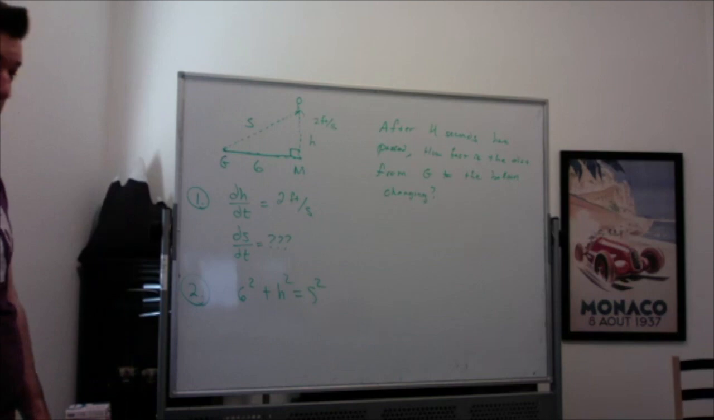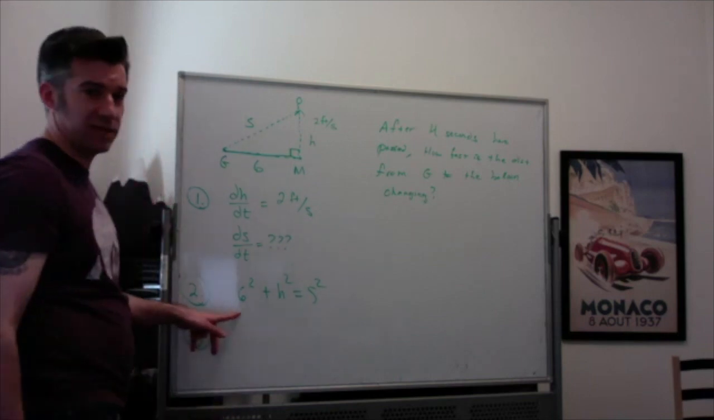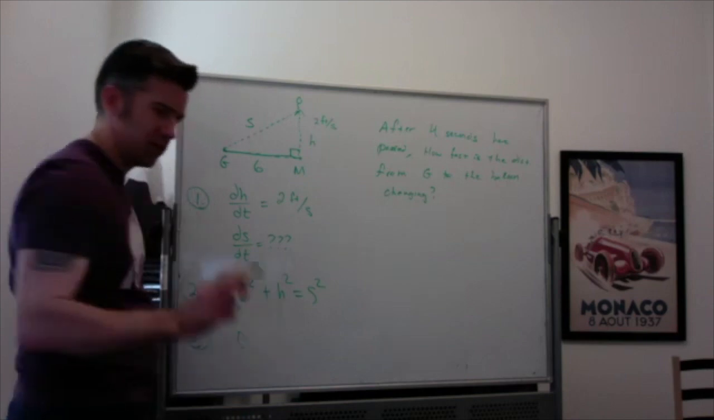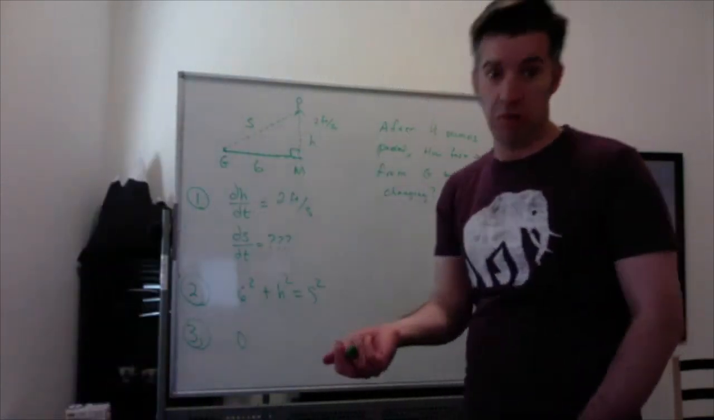Okay, now we're going to differentiate both sides. What's the derivative of 6 squared? 0. Thank you, yes. I was trying to trick you guys, but you didn't fall for it. Because then you'll be like, oh, the derivative is 2 times, no, it's 0.